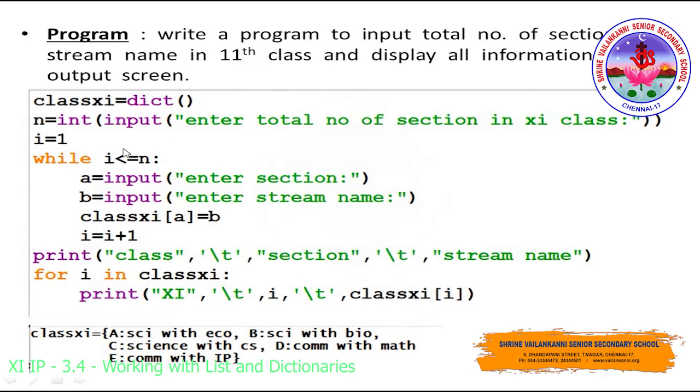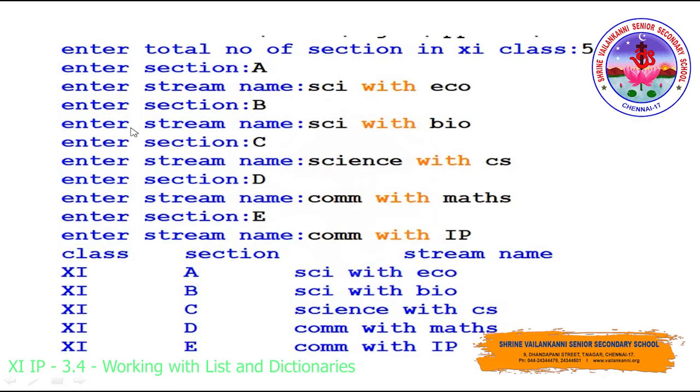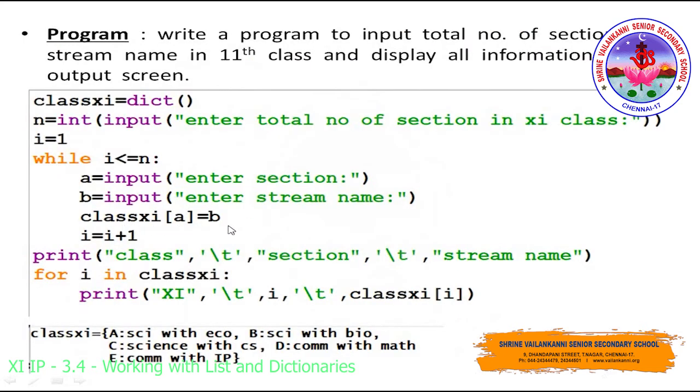So it will enter into the loop: 2 less than or equal to n, that is 5. 2 less than or equal to 5, the condition is true. So what will happen? Again it will ask you to enter the section and the stream name. Once you give this, we will make use of this expression to assign the values inside the dictionary. So B colon science with bio will be assigned here inside the dictionary.